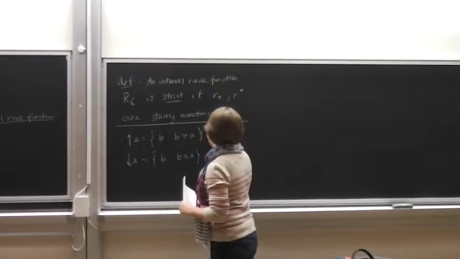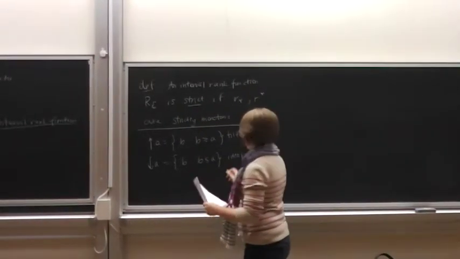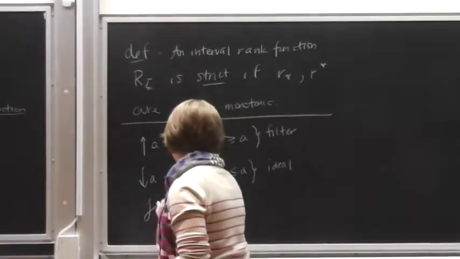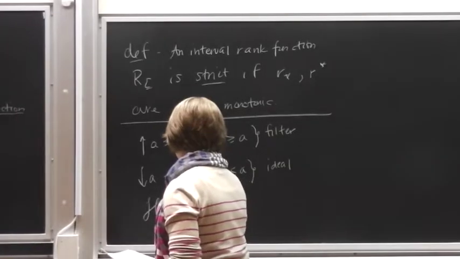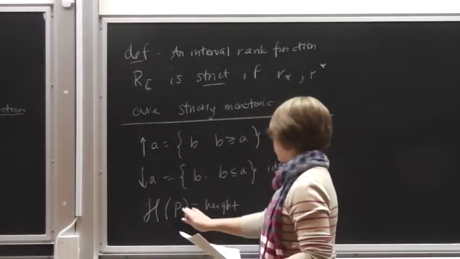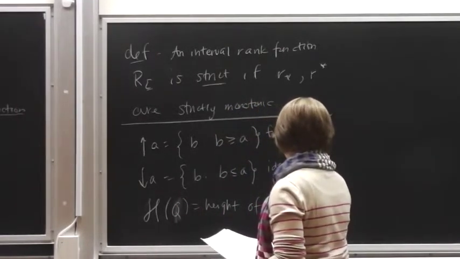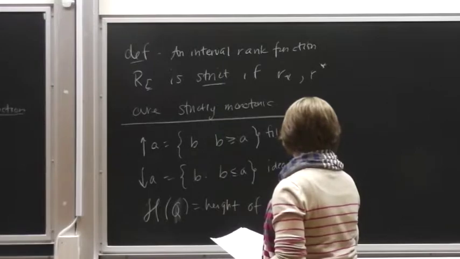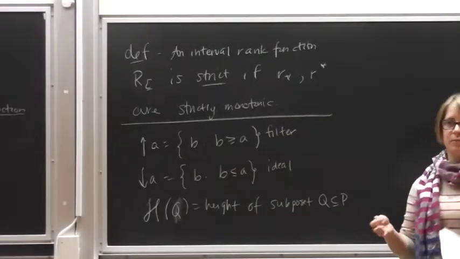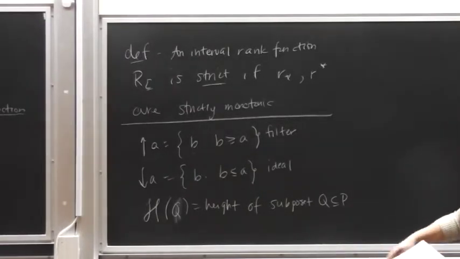Also known as the filter and ideal of a poset. And then you can also define the height of a poset, or really a subposet. So if you have some subposet, you can look at its height, basically the length of the longest chain from the top to the bottom would be the height.